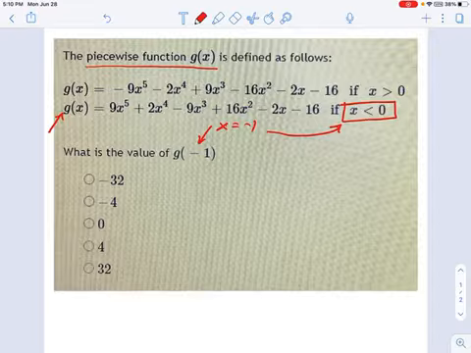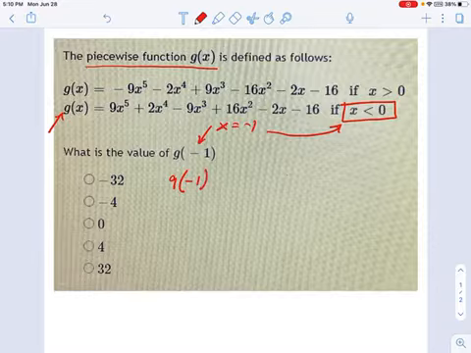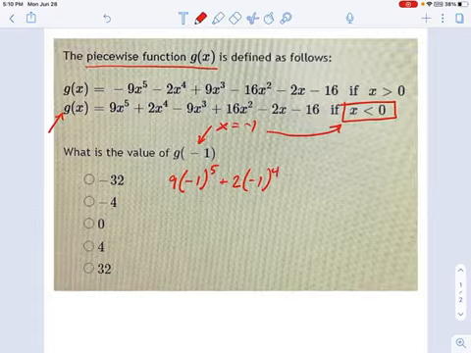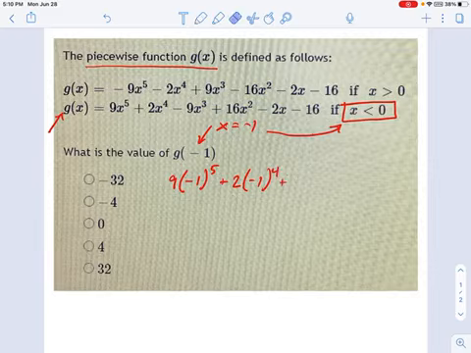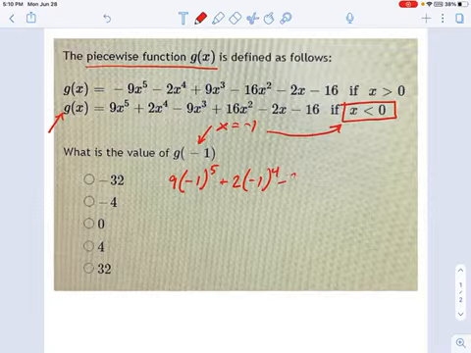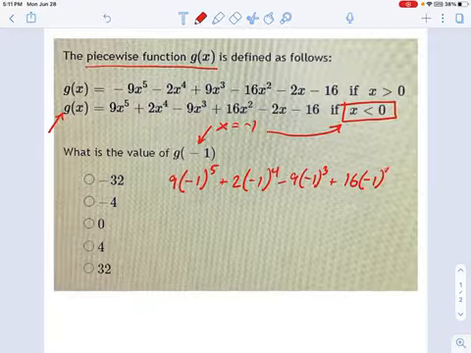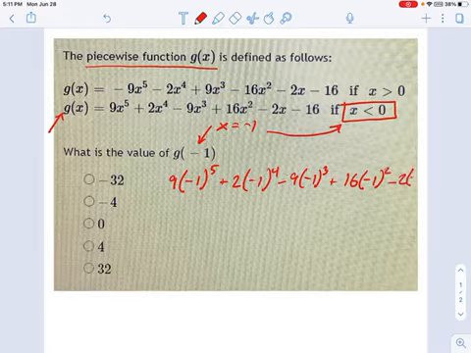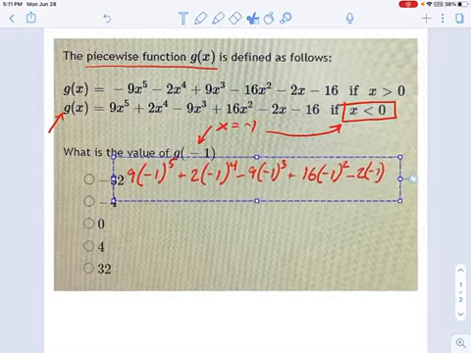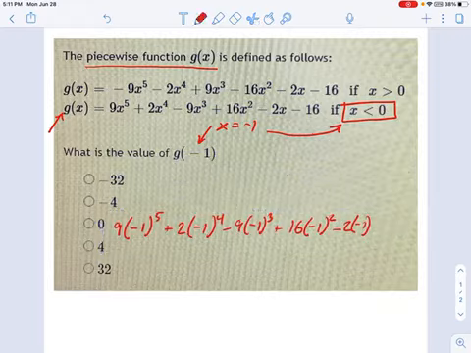So now you take negative 1 and you plug it into this equation. So that's 9 times negative 1 to the 5th plus 2 times negative 1 to the 4th minus 9 times negative 1 cubed plus 16 times negative 1 squared minus 2 times negative 1, and this thing is huge. Give me some more room here. And what's our last term? Minus 16.